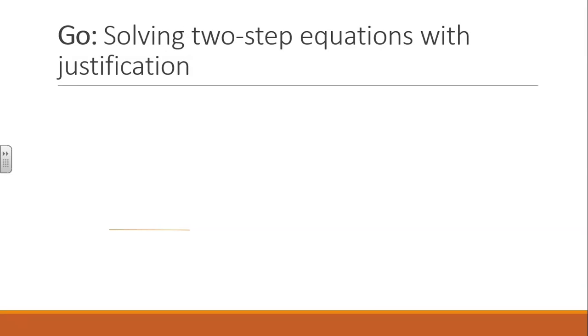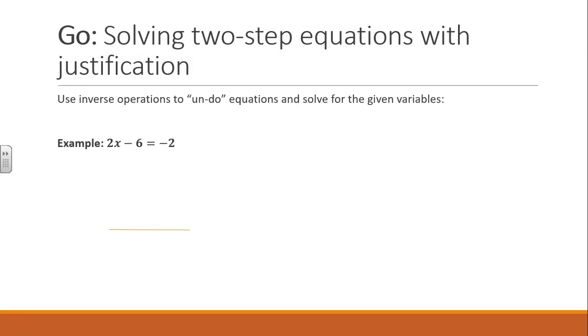In the Go, we're solving two-step equations with justification. So we want to use inverse operations to undo equations and solve for given variables. For example, 2x minus 6 equals negative 2. First step is to add 6 on both sides of the equation. This is the addition property of equality because you can add the same number on both sides of the equation and the equation will stay equal.